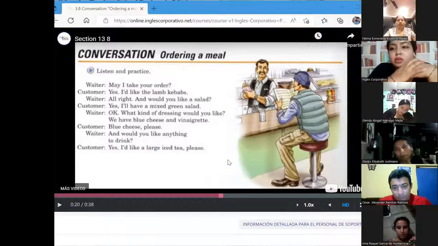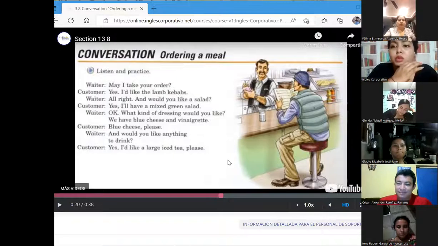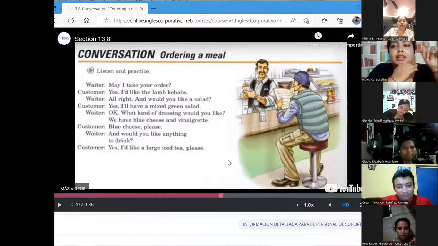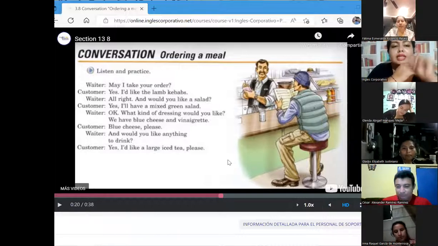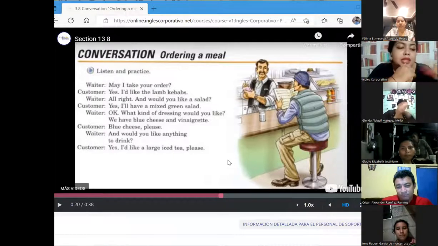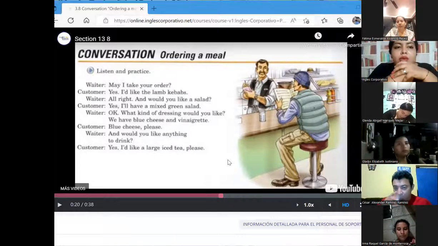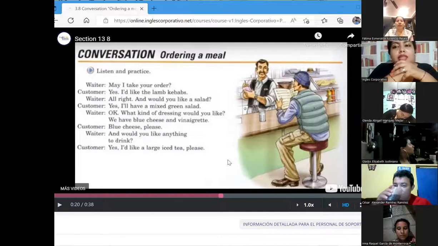So in this case, we begin the conversation saying, "May I take your order?" ¿Puedo tomar tu orden? "Yes, in that case, I'd like the lamb kebabs." Sí, me gustaría. In that case, it is I would like the lamb kebabs. And in that case, son brochetas. The kebabs, son las brochetas.